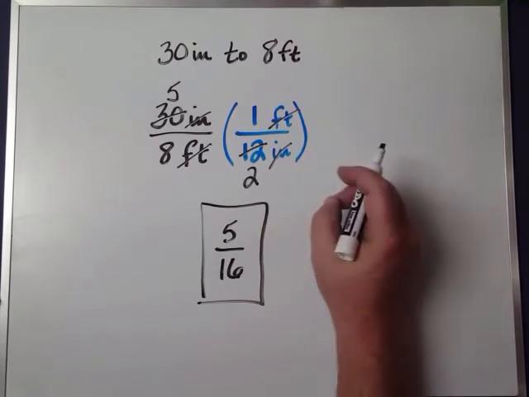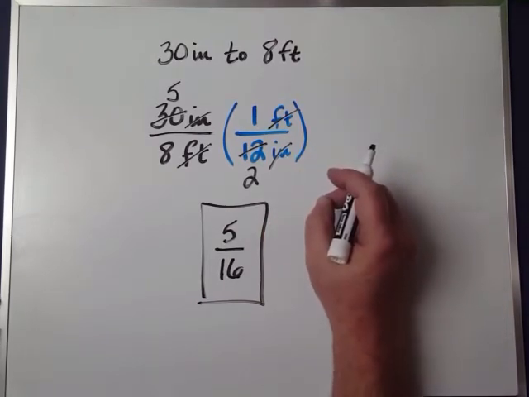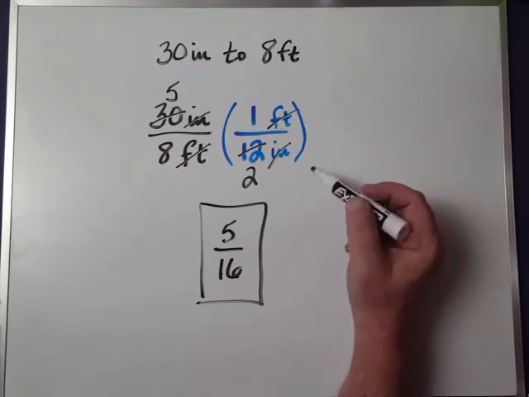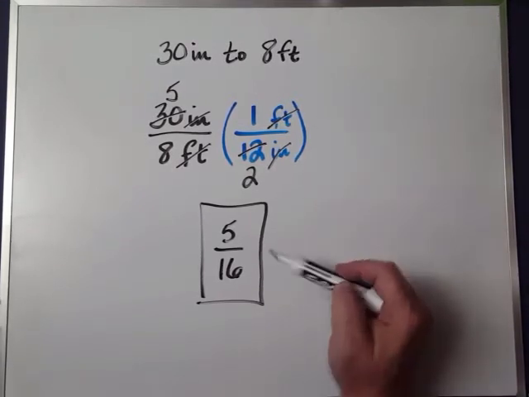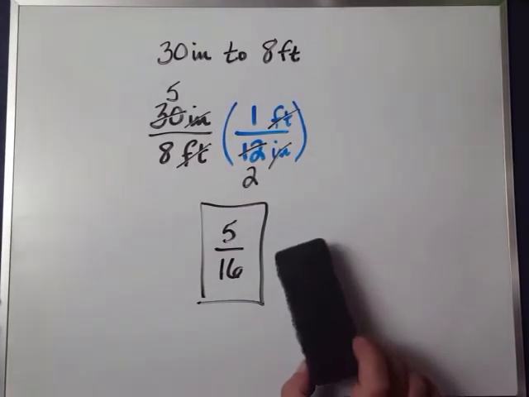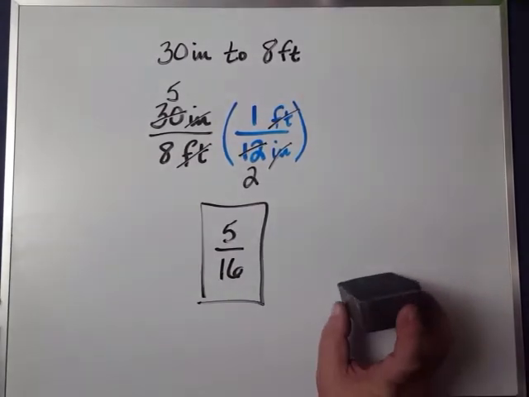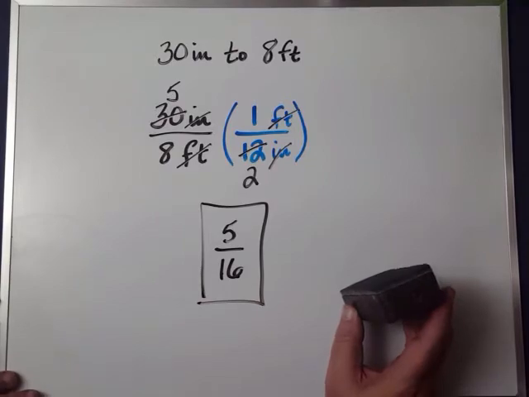Same answer. But I think this way is a little slicker. For one thing, it keeps your numbers smaller and easier to work with. Use whichever method you see fit. Just remember, it has to come out without units. A ratio needs to be dimensionless at the end.